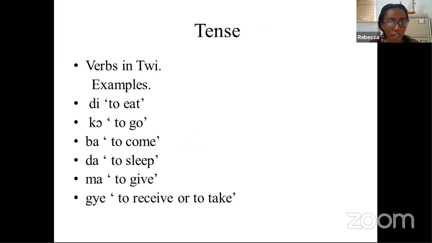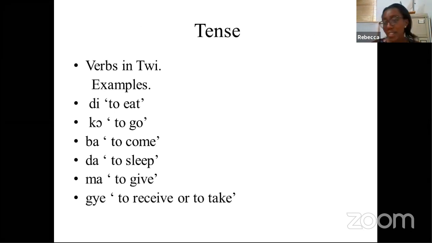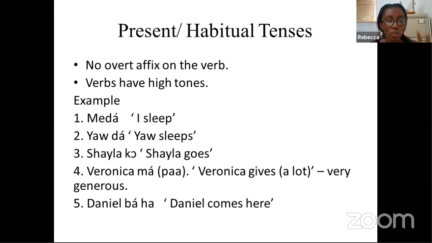Let's take another verb, ba, which means to come. Daniel ba ha. Daniel comes here. Ha means here. So we have Daniel ba ha. Is that not simple? Good. So we've looked at how the present tense is formed. We've looked at some examples of verbs in the language, and we've also looked at how to use them in sentences.